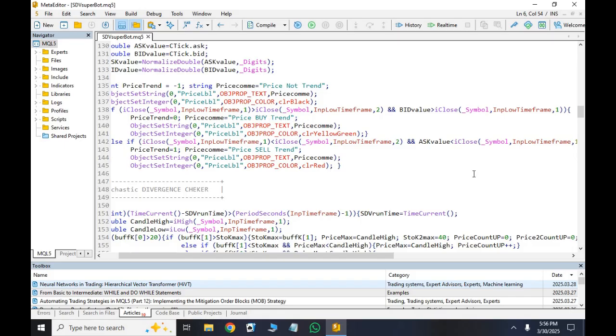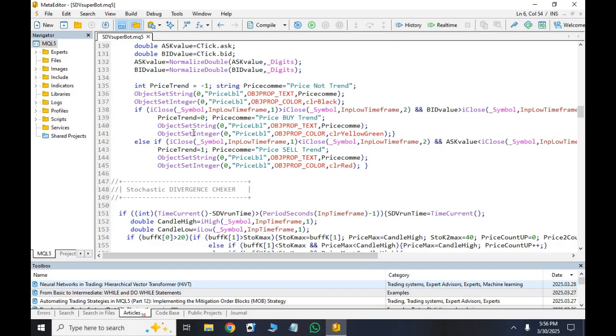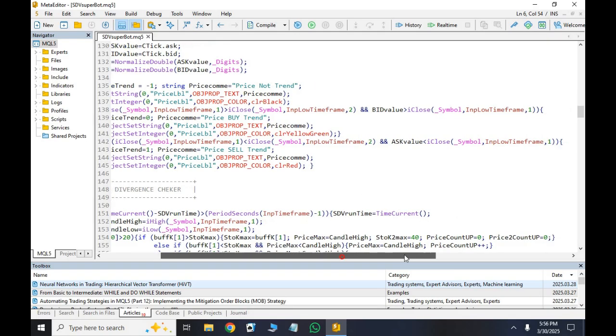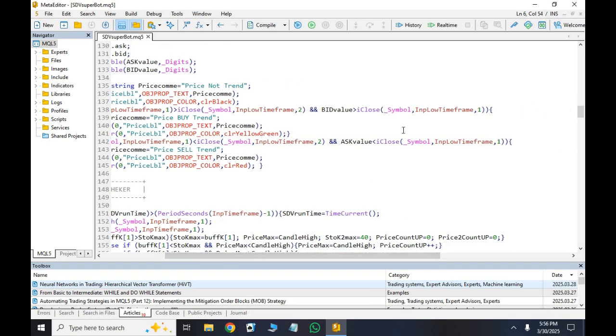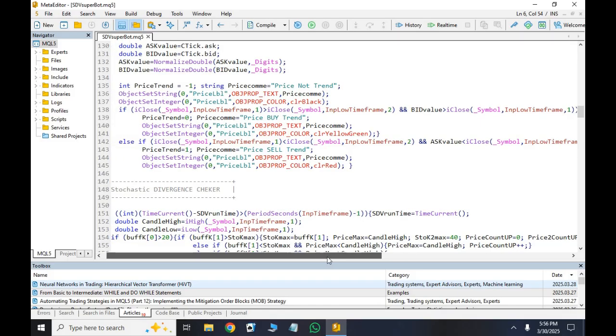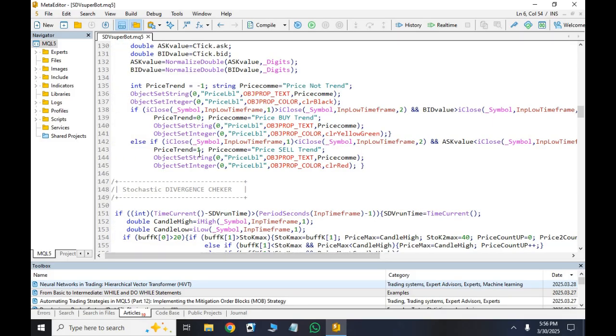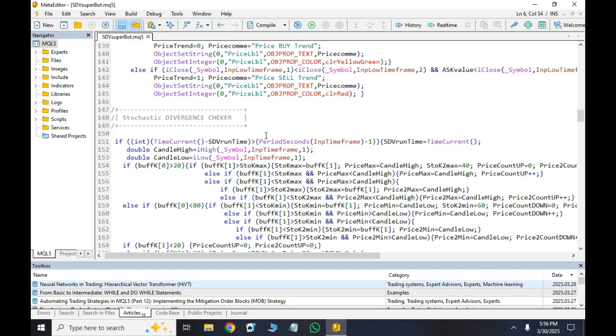price buy trend. And same for the sell side: the close value is lower than the previous close value, and the ask value is also lower than the candle 1 close value, that means 3 red candles. Then price trend is 1, price frame is price sell trend, and show it in the label box. Right. Next we check stochastic divergence.